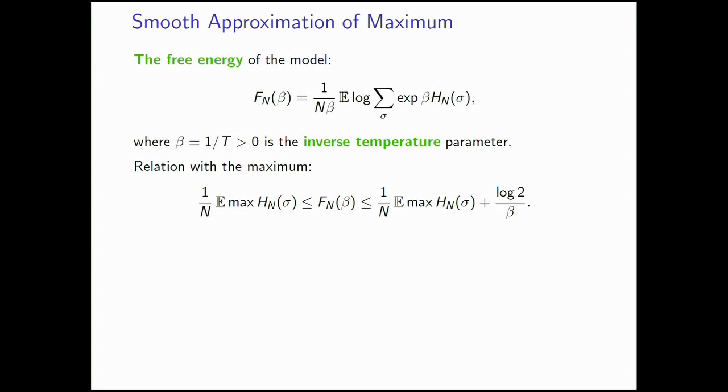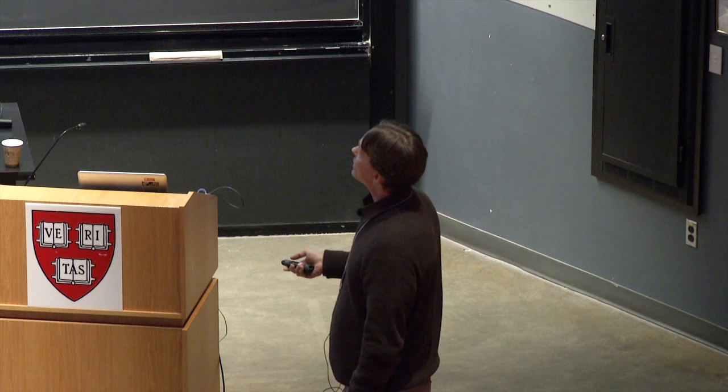And it turns out there is a very simple relation between the free energy and the maximum. The difference between the two is at most log of 2 over beta. So when temperature goes to 0, or beta goes to infinity, this free energy is essentially your maximum scaled by n.